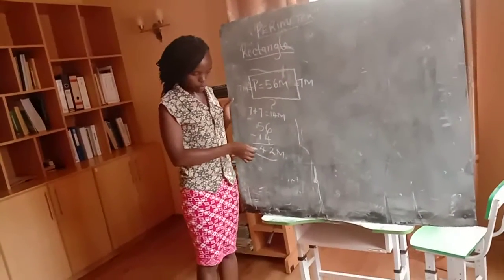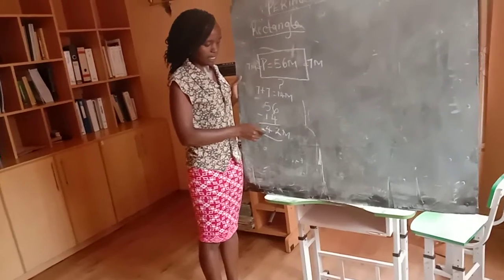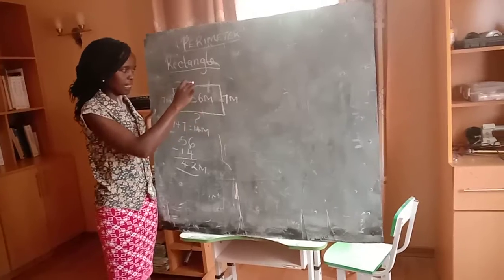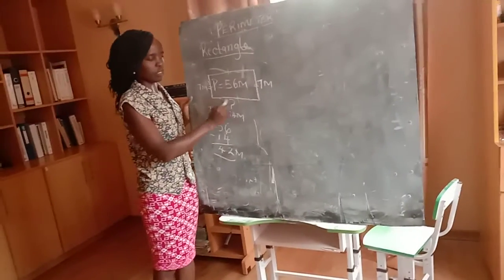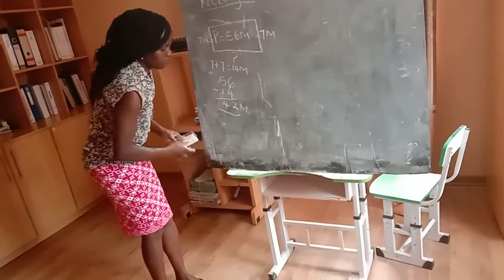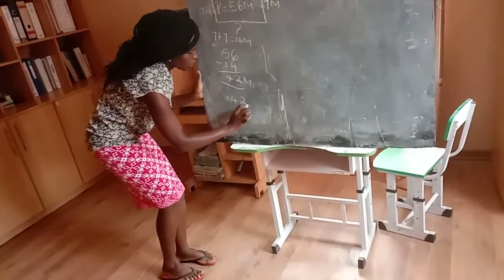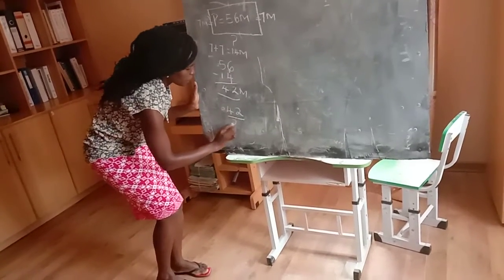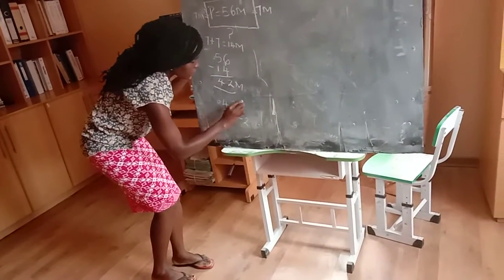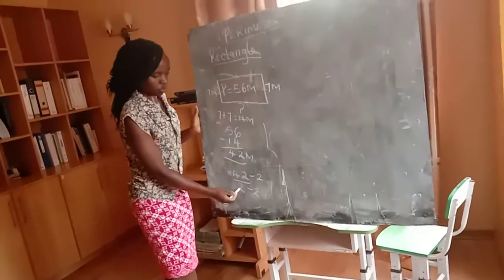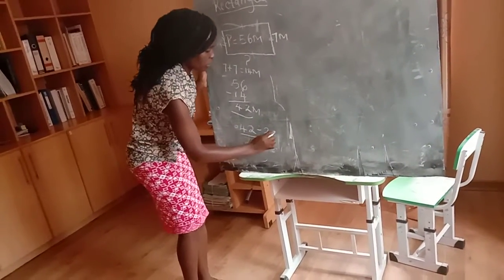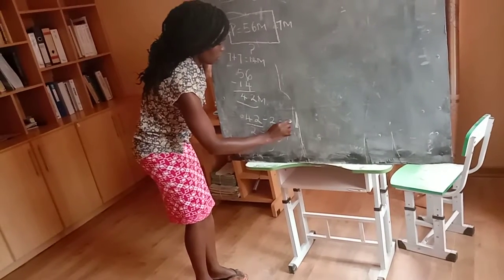Now, this 42 that you have gotten here is the sum of this side, that is the length and the length. And because I want to get one side, I'm going to take the 42 and divide by 2. 2 divided by 2, we get 1. And then 42 divided by 2, we get 21.